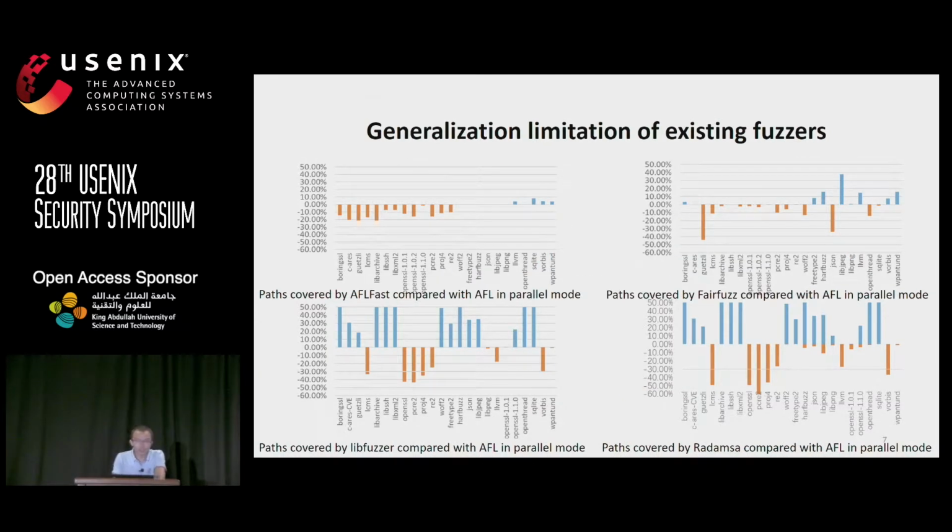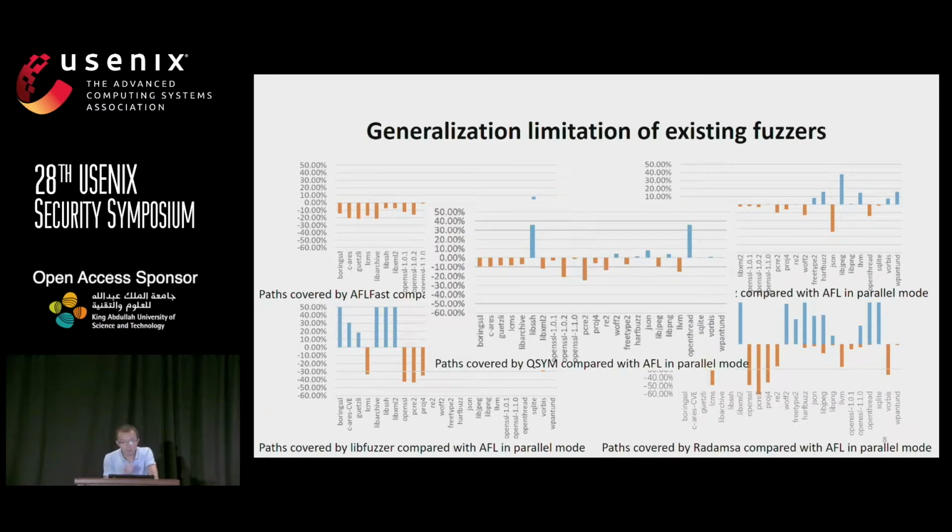In addition, we also ran those fuzzers in parallel mode, and here are the results. We can see that the generalization limitation does not only exist in single mode, but also in parallel mode. And in parallel mode, we find that the optimizations are not as good as the traditional AFL. The traditional AFL works better in most of the applications in parallel mode.